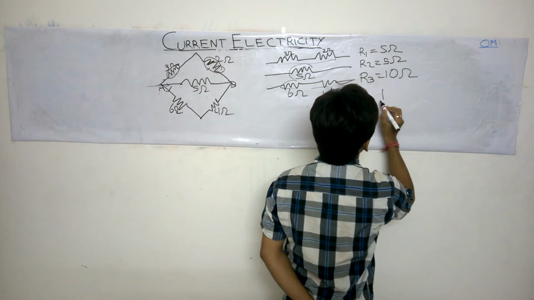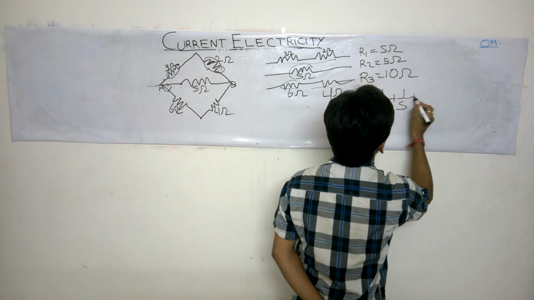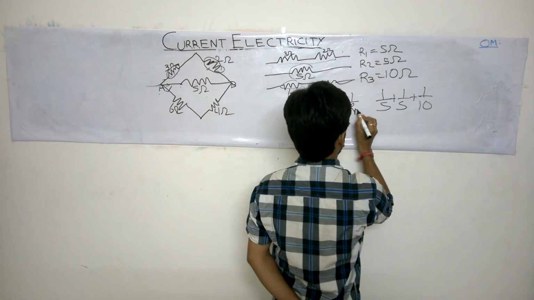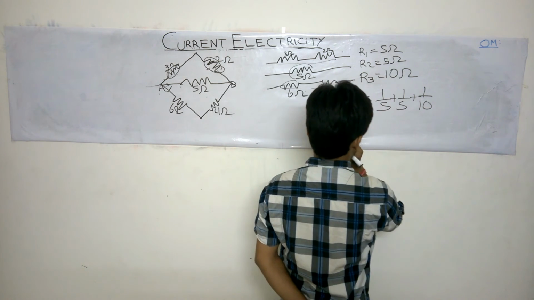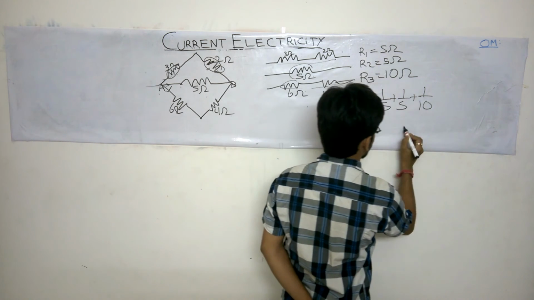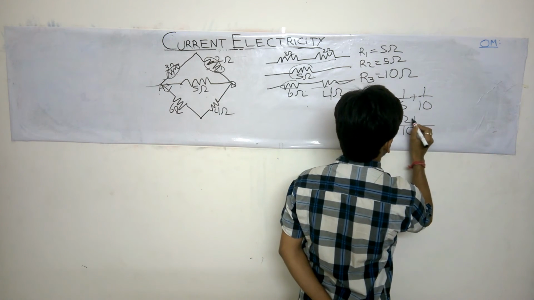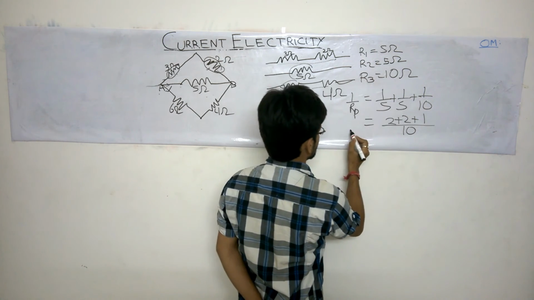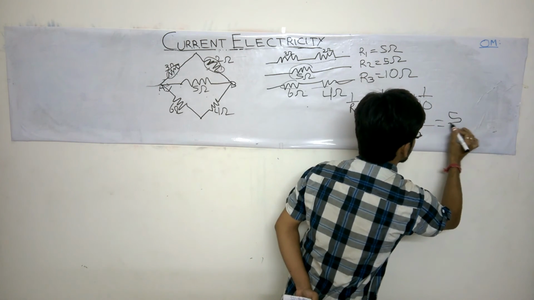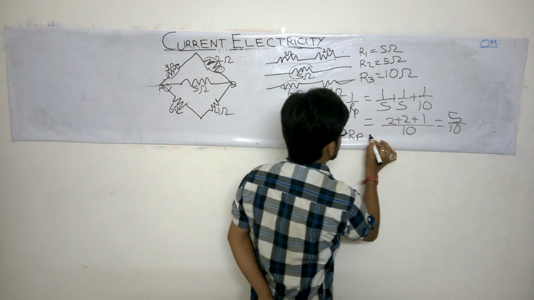So what we'll do here is 1 by 5 plus 1 by 5 plus 1 by 10. That is only the formula for calculating the parallel resistance. Okay. So we take LCM 10. We get here 2 plus 2 plus 1. That is 5 by 10. That is the value of 1 by Rp. Okay. So 1 by Rp value is 5 by 10. We need to calculate the value of Rp. That will be 10 by 5.